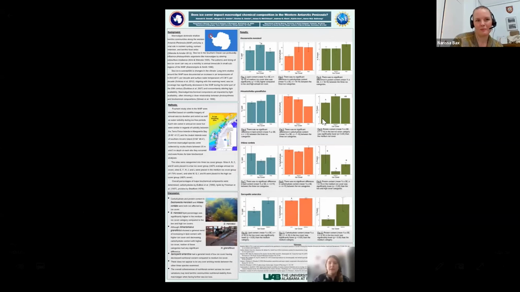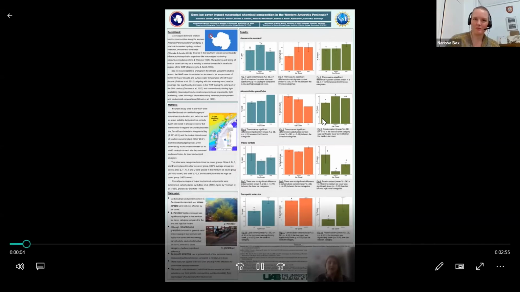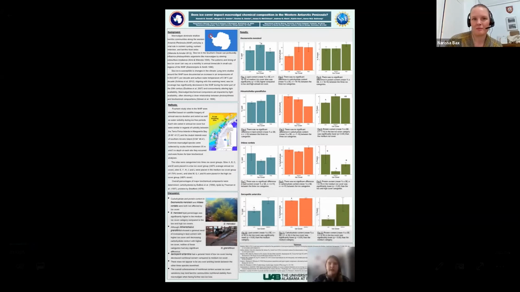We were curious to find if macroalgal composition is impacted by ice cover in the Western Antarctic Peninsula. Macroalgae dominate shallow benthic communities along the peninsula, and they play a huge role in nutrient cycling, nutrient retention, and in benthic food webs. Sea ice patterns and duration can vary drastically in small regions along the peninsula. The amount of ice coverage can impact photosynthetic organisms in particular by lowering the amount of light that these organisms can receive throughout the year.